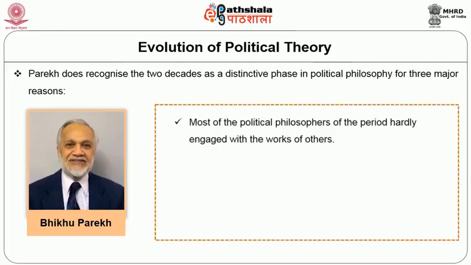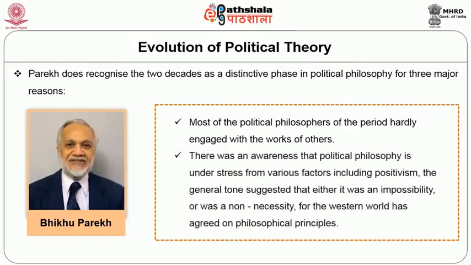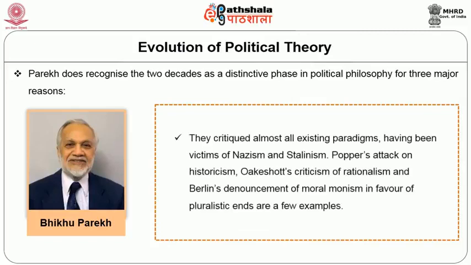First, most of the political philosophers of the period hardly engaged with the works of others. Secondly, there was an awareness that political philosophy is under stress from various factors, including positivism. Hence, the general tone suggested that either it was an impossibility or a non-necessity for the Western world to be agreed on philosophical principles. Third, they criticized almost all existing paradigms, having been victims of Nazism and Stalinism. Popper's attack on historicism, Oakeshott's criticism of rationalism, and Berlin's denouncement of moral monism are some examples.